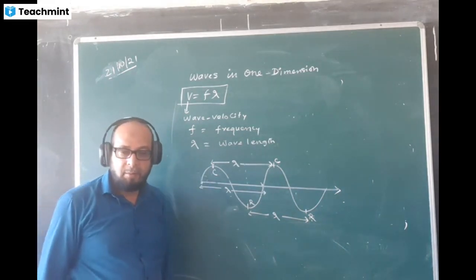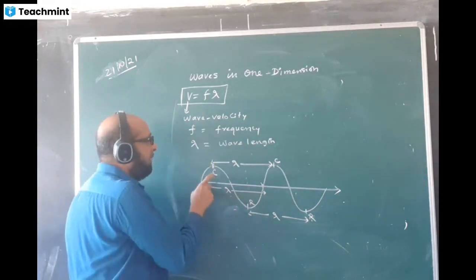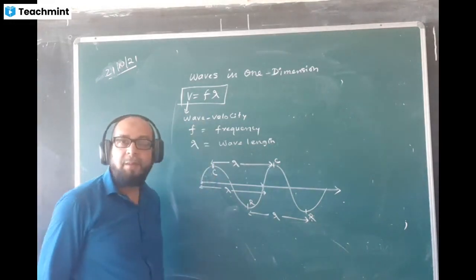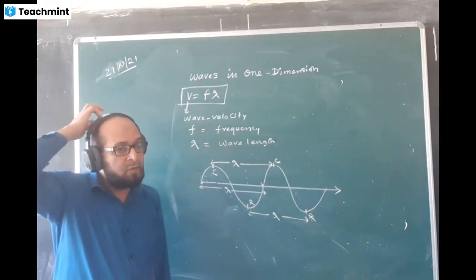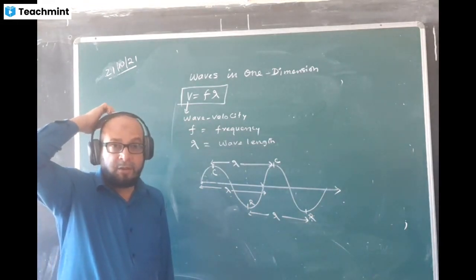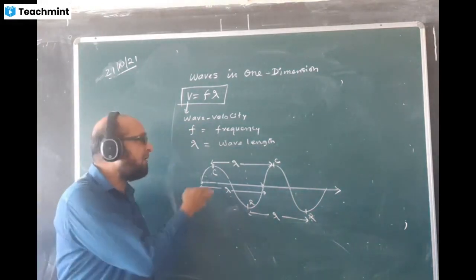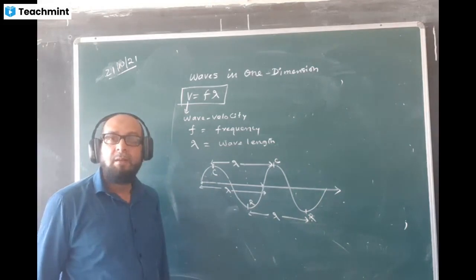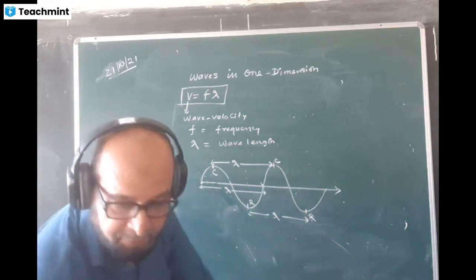What is this wave? This wave will be simple harmonic in nature when its acceleration is directly proportional and opposite to the displacement. When a is proportional to minus x, such a wave also will be simple harmonic in nature, and such a wave is called simple harmonic wave.